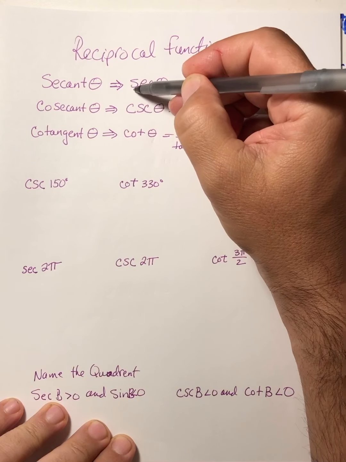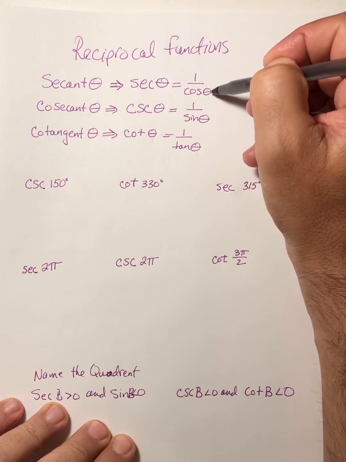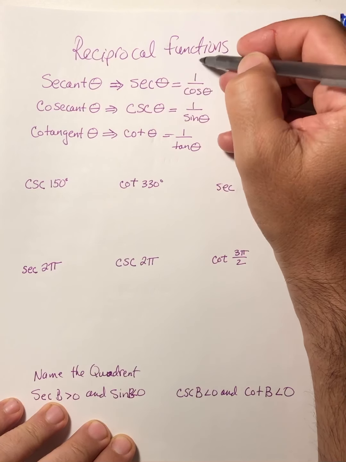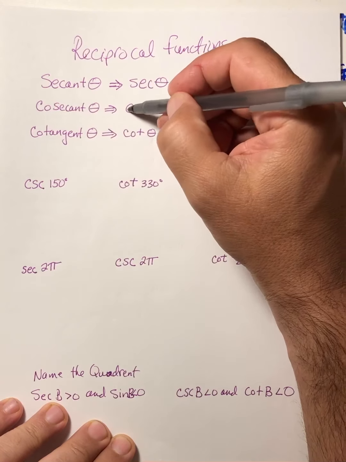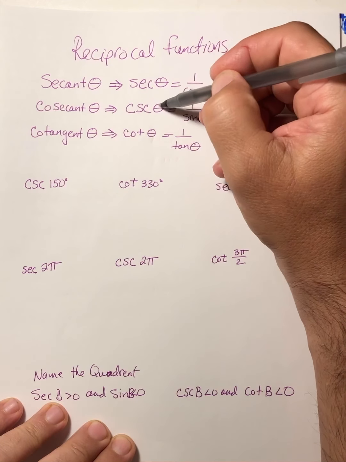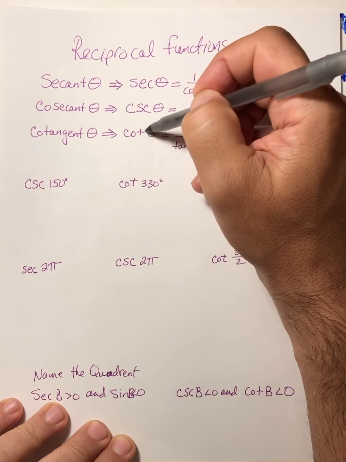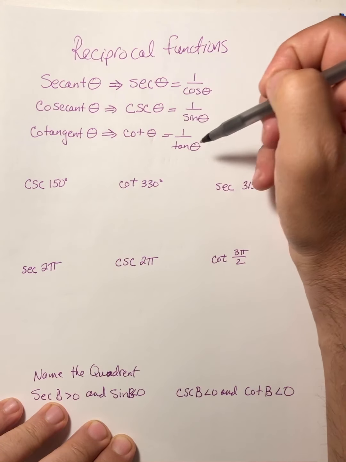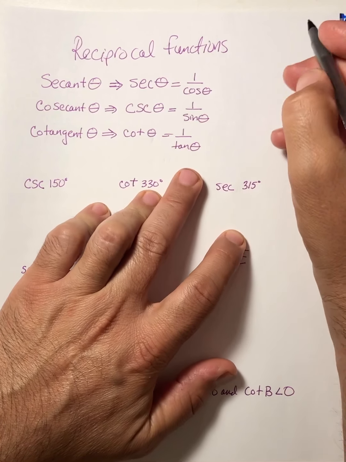The secant, SEC abbreviation for secant, is equal to 1 over the cosine. So secant of theta is 1 over the cosine of theta. Cosecant, CSC. Cosecant theta is equal to 1 over the sine of theta. And cotangent of theta is equal to 1 over the tangent of theta. So with these reciprocal functions, now we have a grand total of 6. We pick up one more identity.